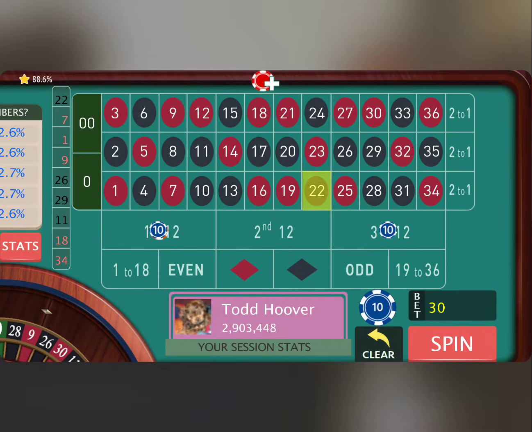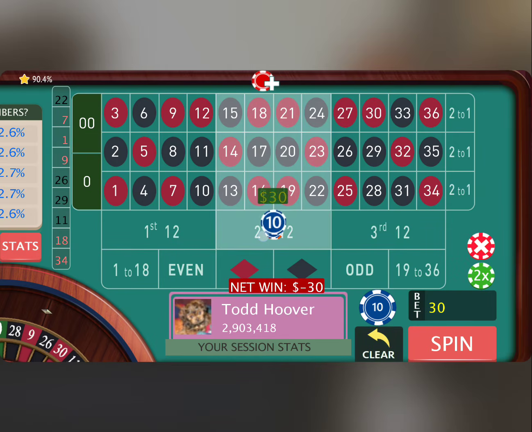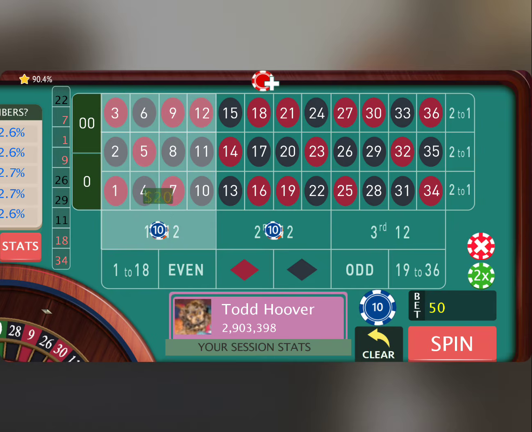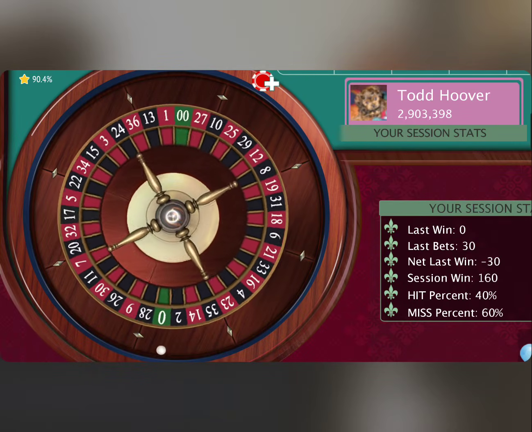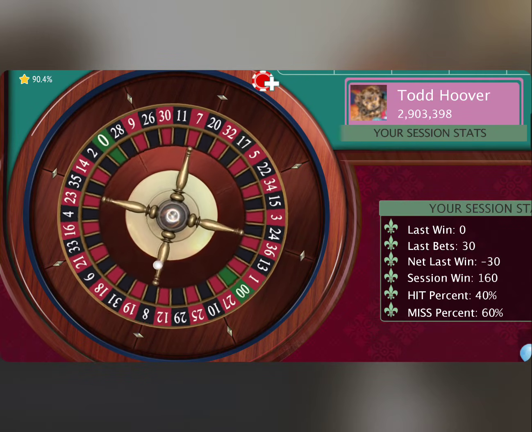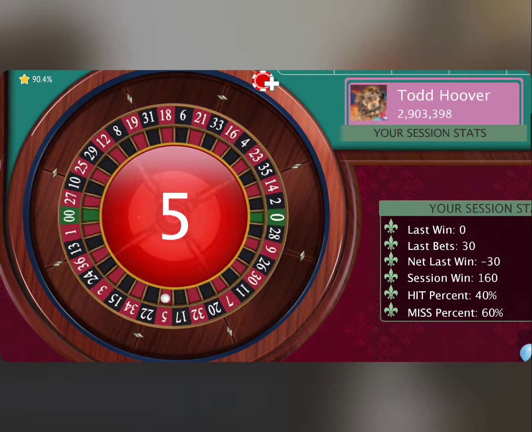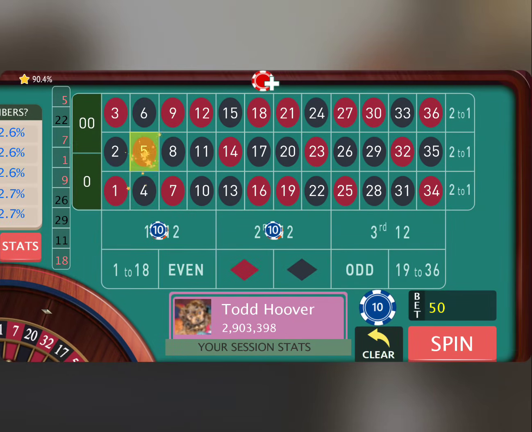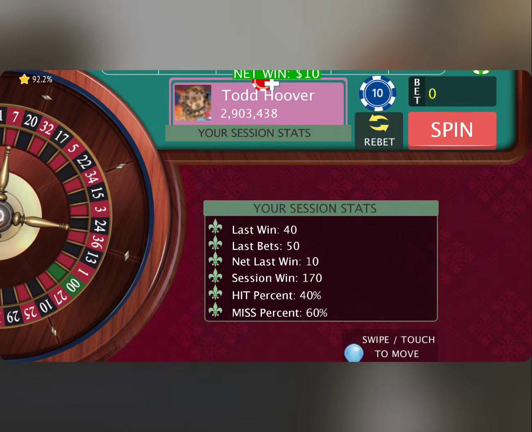Okay, now it lost. So now we go 10, 20, 30, and then we go 10, 20, because both of them lost. So you add the Fibonacci scale of both. We're trying to get to 200. Here's a 5. That's a $10 win. Okay, we're at 170.